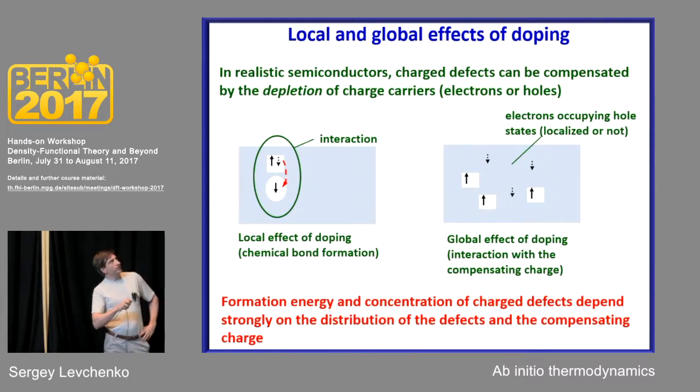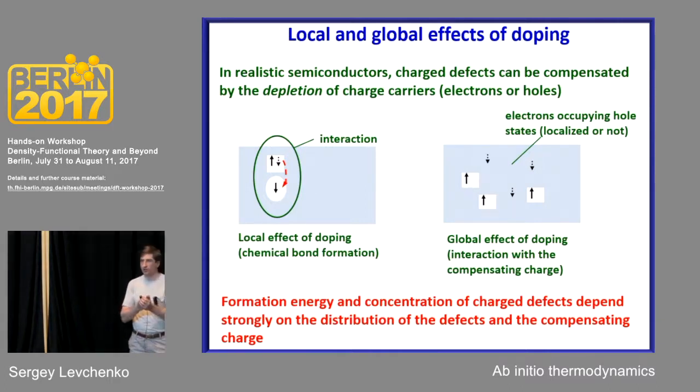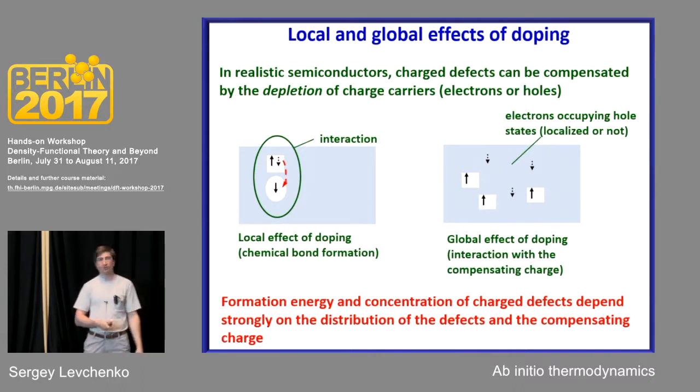In general, it's convenient to distinguish two different types of interaction between defects. One is the local interaction, which corresponds to change in the bonding when the two defects are close, or relaxation around this defect. And another one is this long-range contribution due to the Coulomb interaction between defects and between defects and compensating charge.